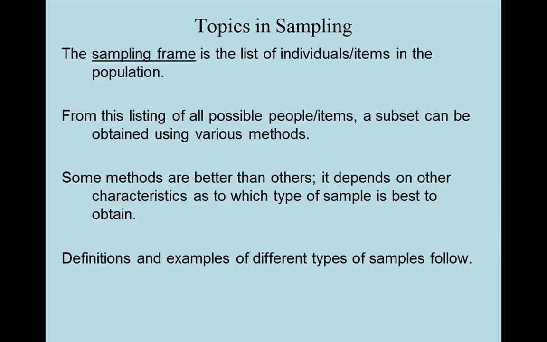The sampling frame is a list of individuals or items in the population. From this, a subset can be obtained using various methods. Some methods are better than others, while at times it depends on other characteristics as to which type of sample is best to obtain. Definitions and examples of different types of samples follow.